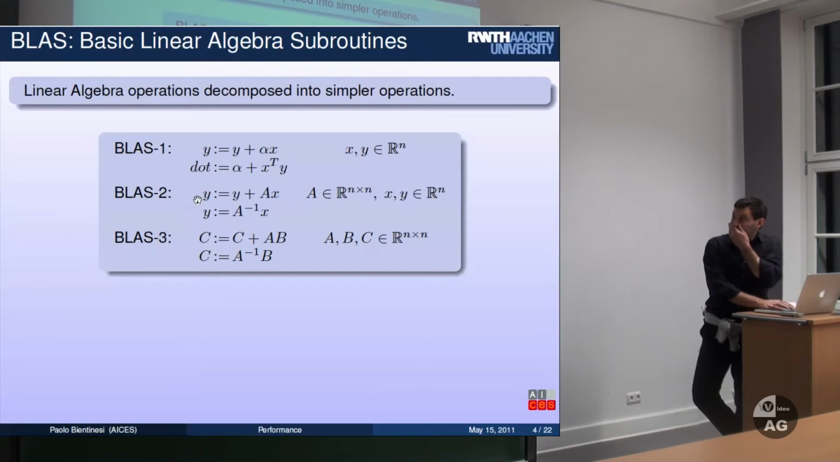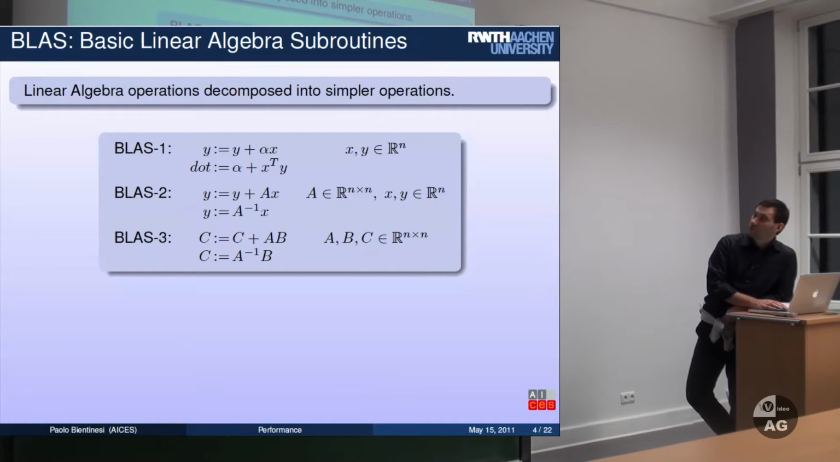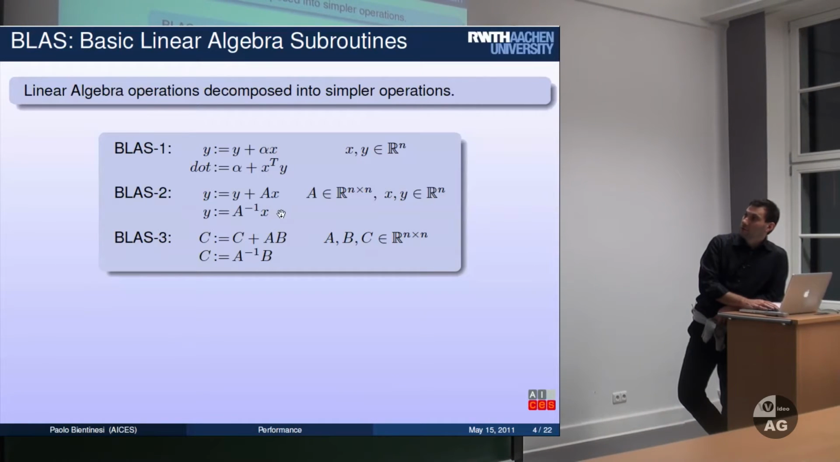BLAS 2, now we have matrices as well as vectors. So A is a matrix, x and y are vectors. This is nothing else than a matrix vector product. It's called GEMV. This guy over here, what is it? It's a solution. What did you say? This is absolutely not the inverse of a matrix. This is a solution of a linear system.